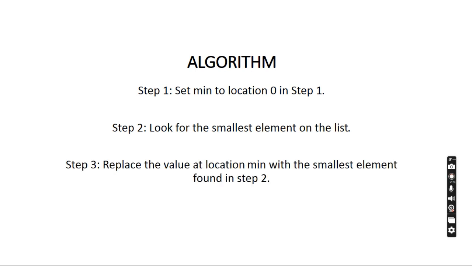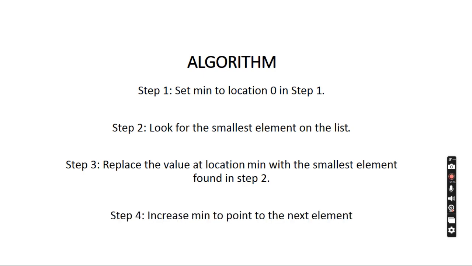Step 3 is we'll replace the value at location min with the smallest element we found in step 2. That is, whatever we find in step 2, we'll replace the value at the location min, that is the value at location 0, or the value at index 0, by swapping it with the smallest element found in step 2.